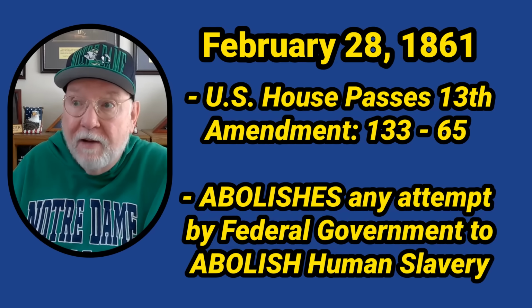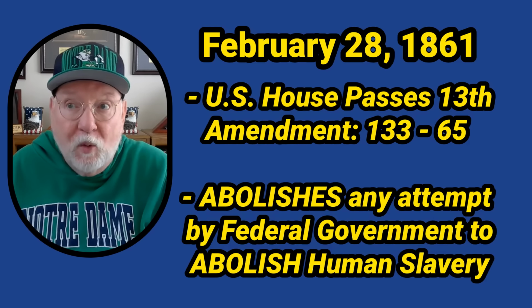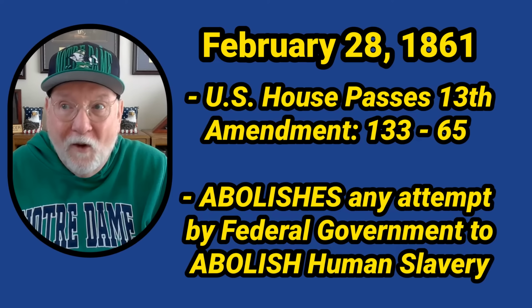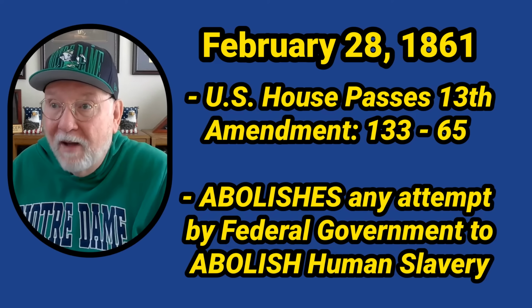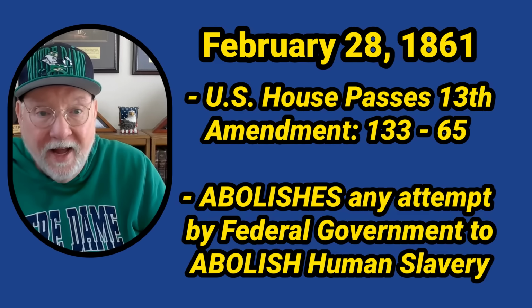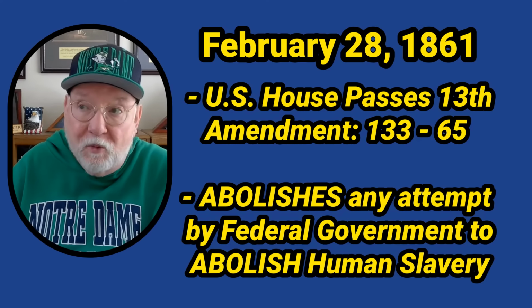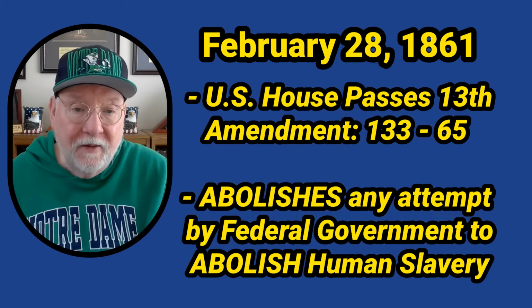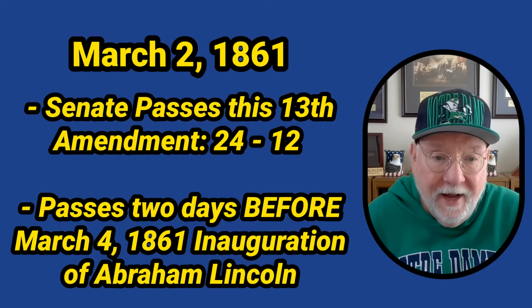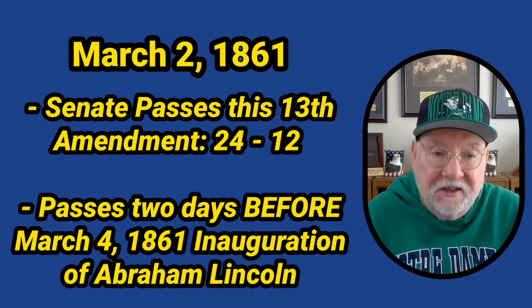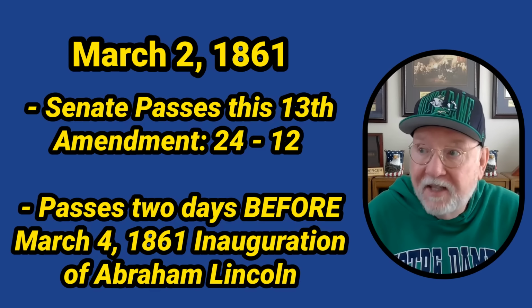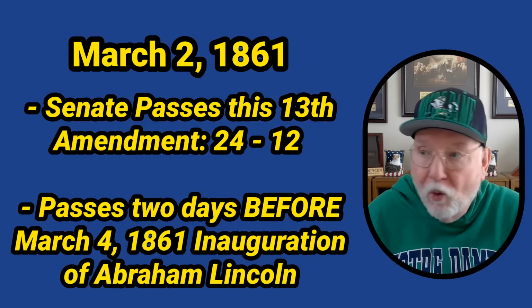slavery. Now, remember, in the United States House and Senate, what's the requirement? Is it 51% or 2/3? Well, hopefully your answer is 2/3 to pass a constitutional amendment, and it barely passed that at 133 to 65, just past that threshold. Then it went to the Senate. It went to the Senate on March 2nd, 2 days before the inauguration. The amendment passed the Senate by a vote of 24 to 12.